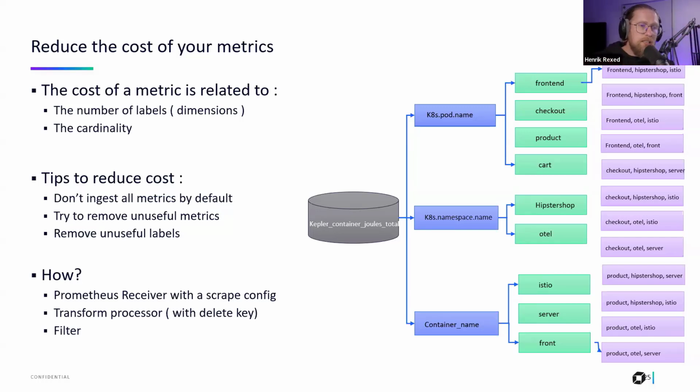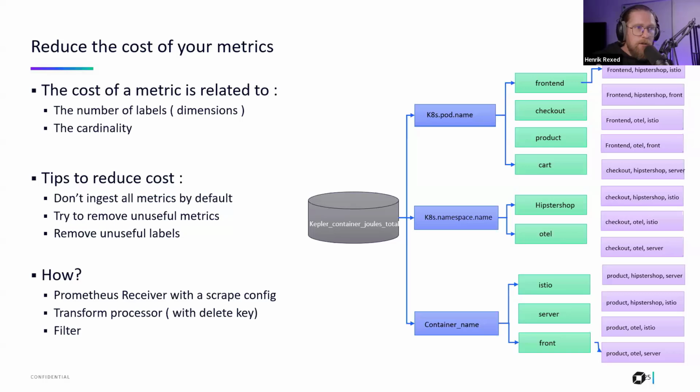At the end, the metric will be stored with all the combinations of the labels. So when you store it, the cost will be exponential. So look at the metric and say, oh, but the process ID, I don't need it because I will never use it. Or this label, this dimension, it's just a waste. So let's drop it.